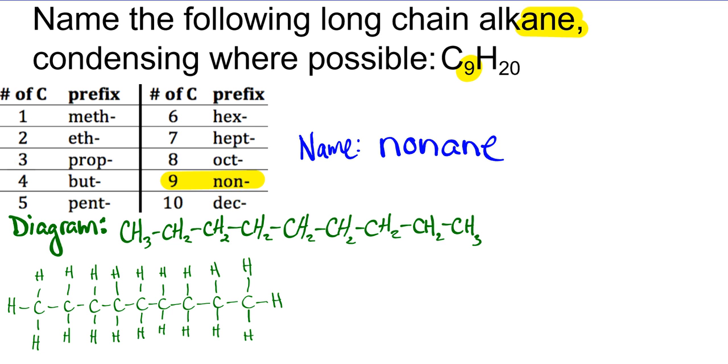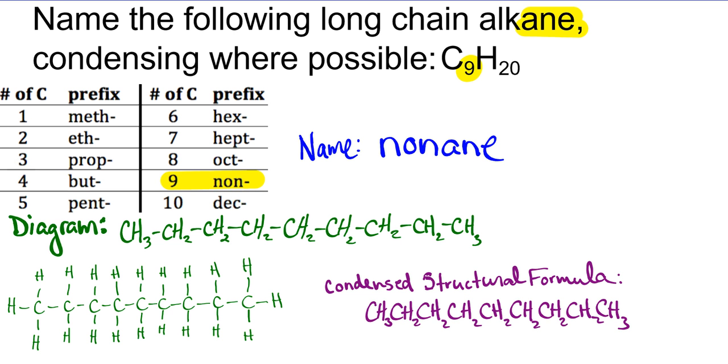You may have caught on by now, there's a bit of a pattern. With alkanes, your end of the branch is always CH3, and everything in the middle is a CH2. All that's left now is your condensed structural form. And there's our condensed structural formula. It's the same thing as the diagram, just without the dashes. Like I said, that's only true because we're dealing with these long chain alkanes. We haven't started branching them off.